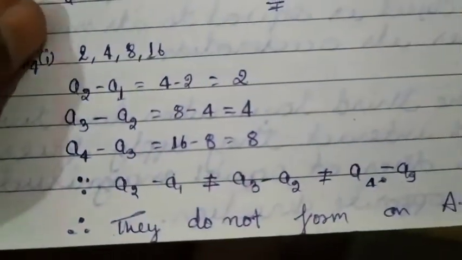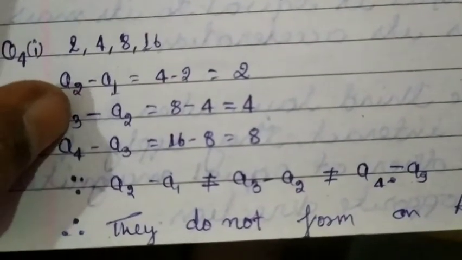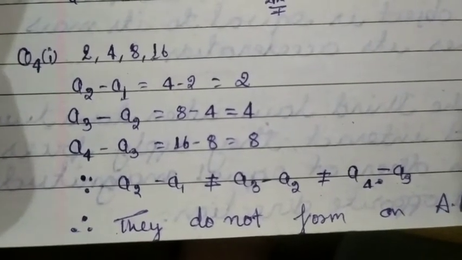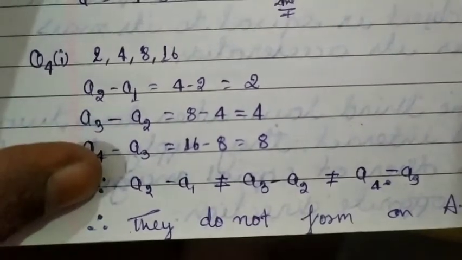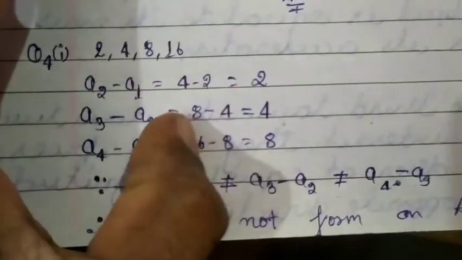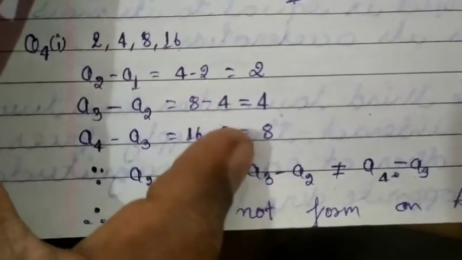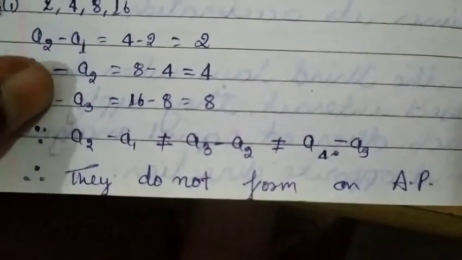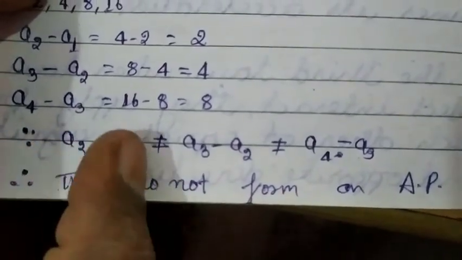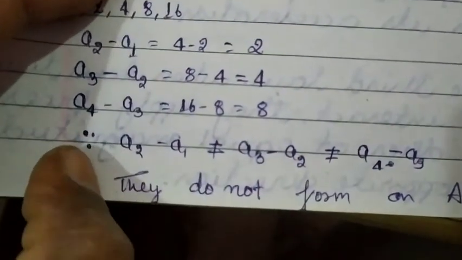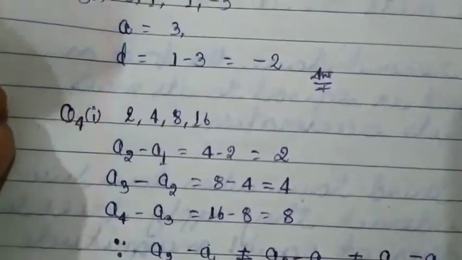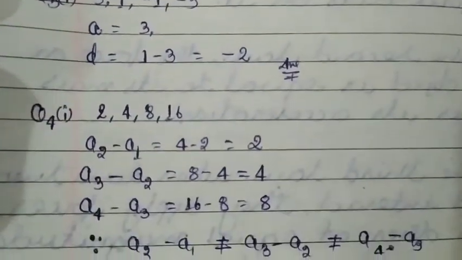So first of all, here it is 2, 4, 8, 16. So for checking whether the terms are in AP or not, we have to find the D in each case. That is A2 minus A1, A3 minus A2 and A4 minus A3. But we found that 4 minus 2 is 2, 8 minus 4 is 4 and 16 minus 8 is 8. So very clearly we can get our conclusion that they do not form an AP. Their common difference D is not the same. Since this is not equal, therefore they do not form an AP. So this is the way you can solve the questions.